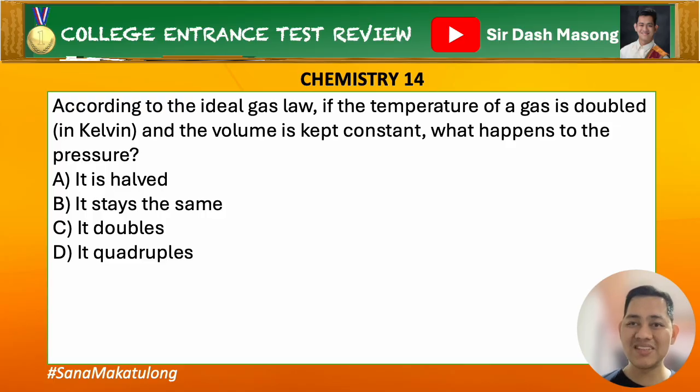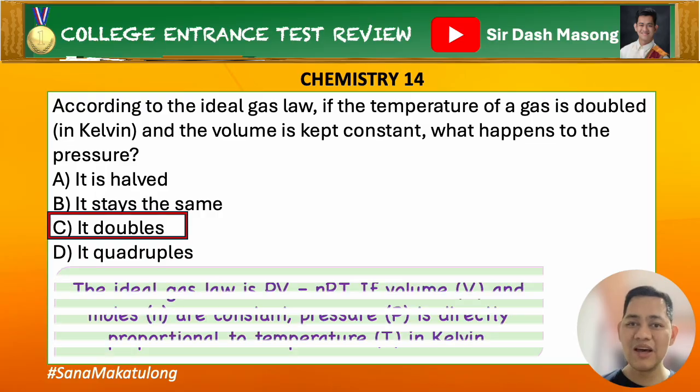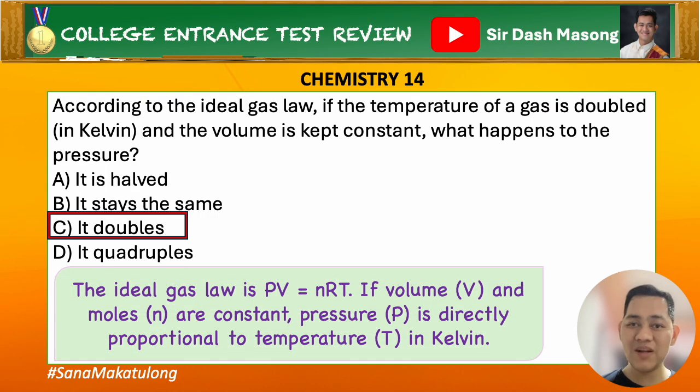Go. Try to pause the video and answer it on your own. The correct answer is letter C, it doubles. Why? Yung ideal gas law, yung PV equals nRT, alam natin that if the volume and the moles are constant, yung V and n, the pressure is directly proportional to temperature in Kelvin.